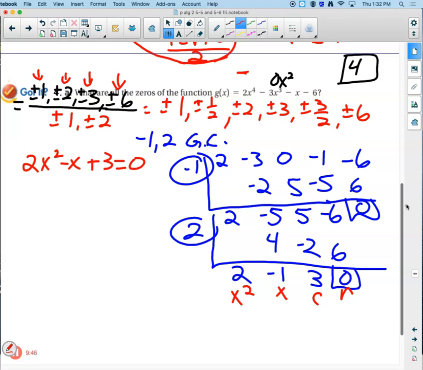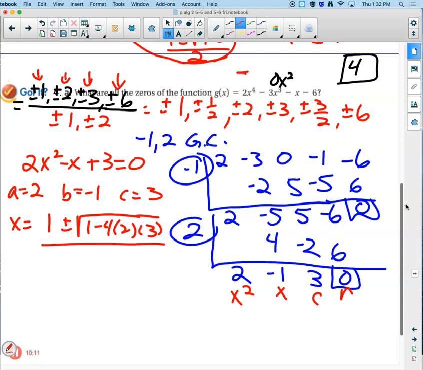Now, this time I'm not even going to bother trying to factor it and all of that, because I know it's imaginary because I couldn't see it when I graphed it. So we might as well go after the quadratic formula again. So x equals negative of negative 1, plus or minus the square root of negative 1 squared, which is 1, minus 4 times 2 times 3, all over 2 times 2, which is 4.